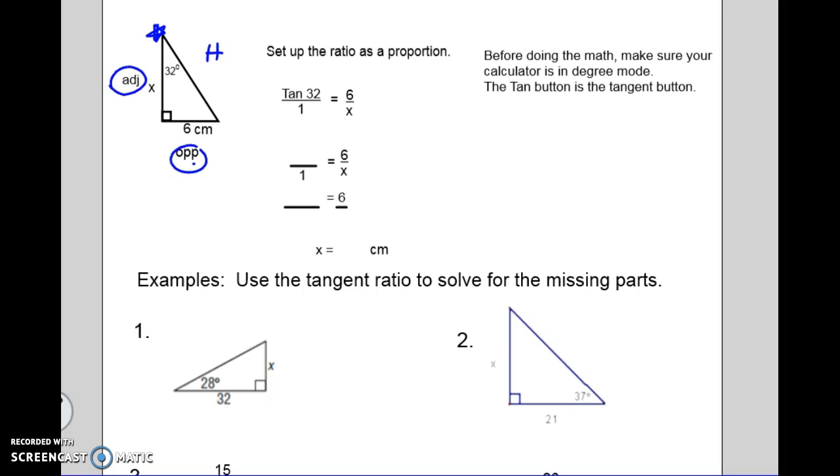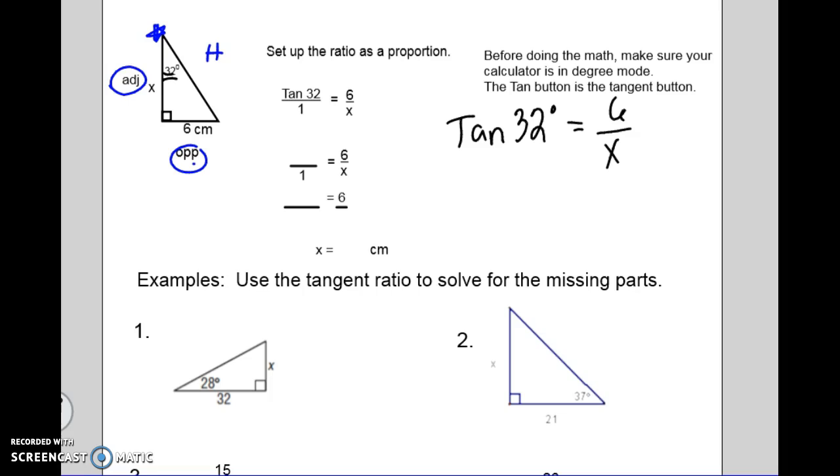Remind me again, what's the formula for tangent? Tangent of some degree is opposite over adjacent, right? What's my degree? 32 degrees, because now they actually gave me an angle measure, so I need to use that one. The tangent of 32 degrees is equal to the opposite. What side is my opposite? 6, over my adjacent, which is x.